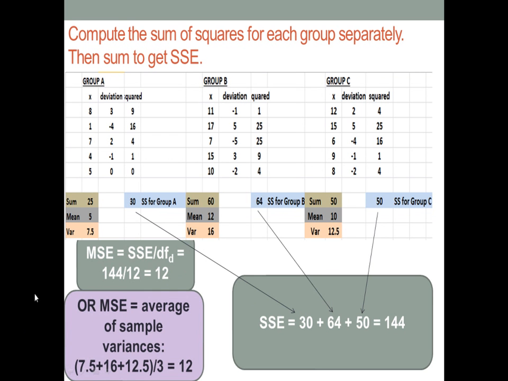Remember before, in one of the other slides, and actually in several of the other videos that I have produced here, we've calculated MSE as the average of the sample variances. In this problem, the variances were 7.5, 16, and 12.5, and we just took the average of those to get 12. Just two different ways to get to MSE. You might want to pause on this slide and just make sure you understand where all these numbers are coming from.